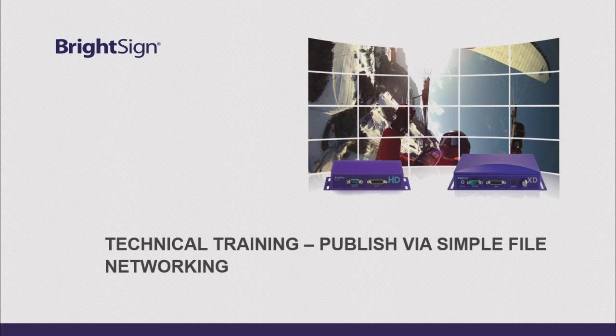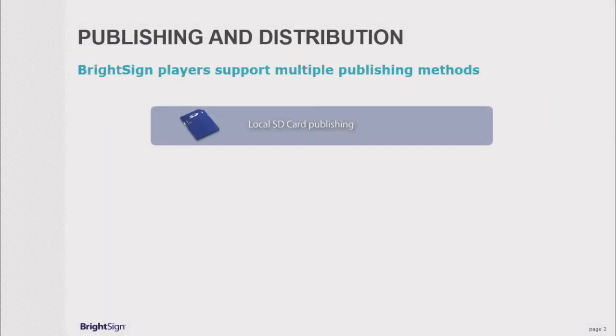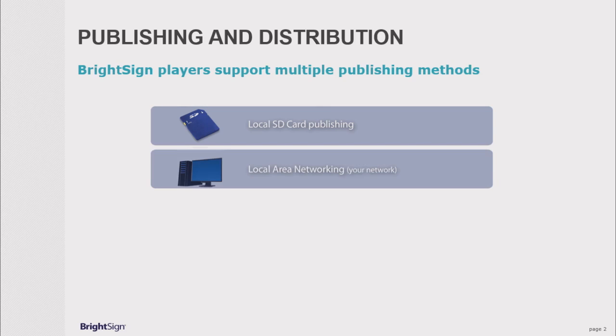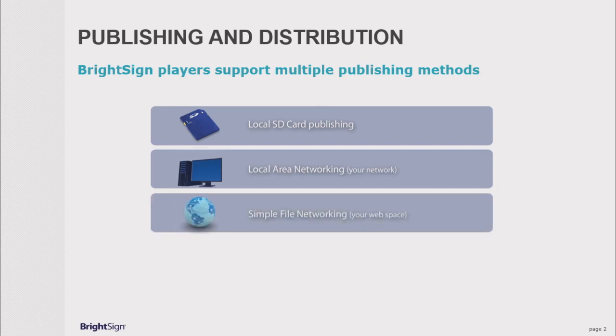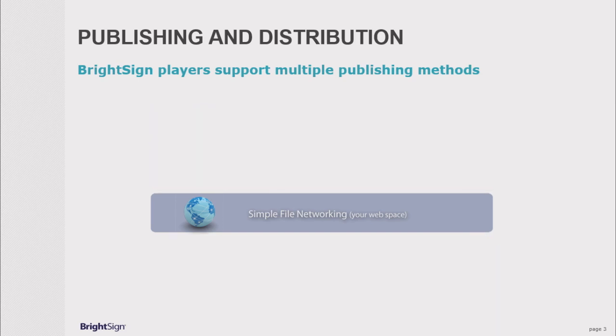In this module, we'll discuss publishing via simple file networking. As I've mentioned earlier, we're able to publish to BrightSign players using a variety of different methods. This could include publishing to a memory card, publishing directly over a local area network, publishing via a web server, we call this simple file networking, or publishing via the BrightSign network. In this module, I'm going to talk about publishing via simple file networking.